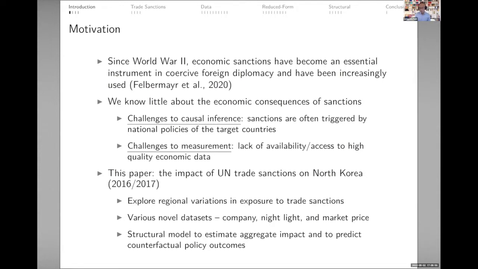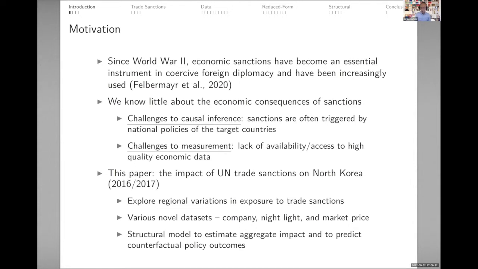From the point of view of an economist, there are several challenges to understanding the economic impacts of sanctions. The first challenge is regarding causal inference. We can think of these sanctions as an endogenous response to some of the policies that have been implemented by these target countries. For example, maybe the country's national policy was a response to a macroeconomic condition that was going on. Then simply comparing before and after the sanctions might not give us the credible estimate that we're after. So there's one challenge there.